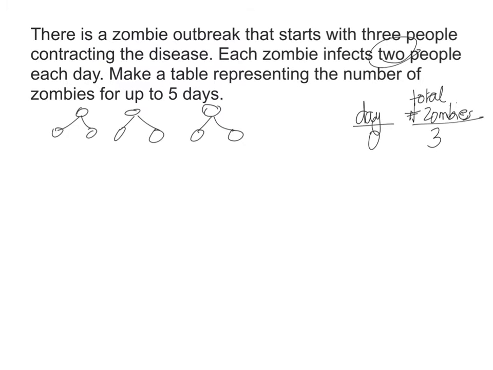So here we have each zombie infected 2 people. So now we have a total of 3, 6, 9 zombies on day 1. So day 1, now we have 9 zombies. So each of these 9 people now infect 2 more people each. So this person has also infected 2 people, and this one has infected 2, and this one has infected 2. So the red is going to represent day 2.